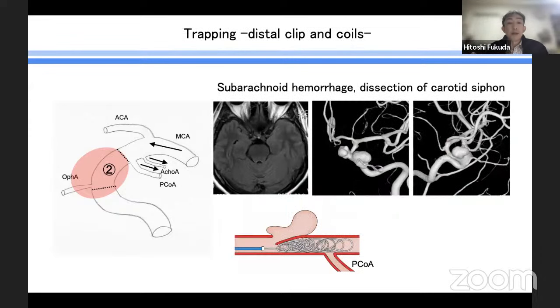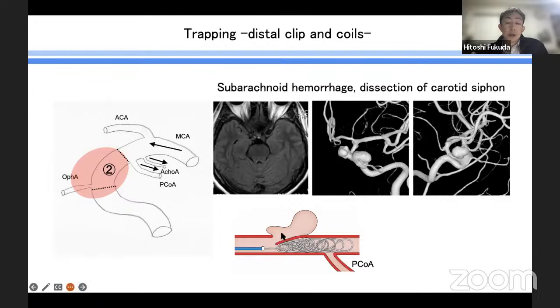However, sometimes we have to take this distal clip and coil strategy for complex aneurysm. The location of the aneurysm is the same, proximal to the PCOM, but involving the ophthalmic artery. However, this is a subarachnoid hemorrhage case caused by dissection of the carotid siphon to the C2 portion of the aneurysm.